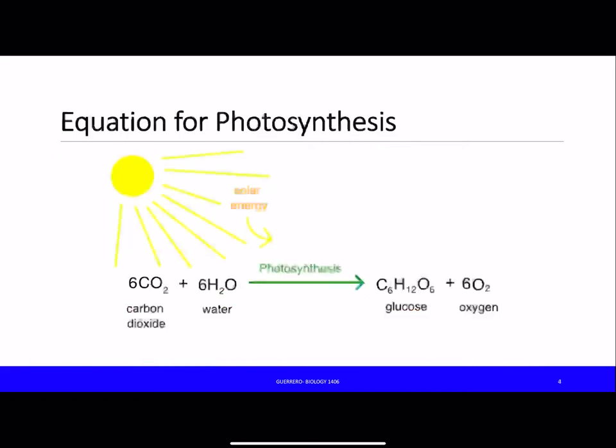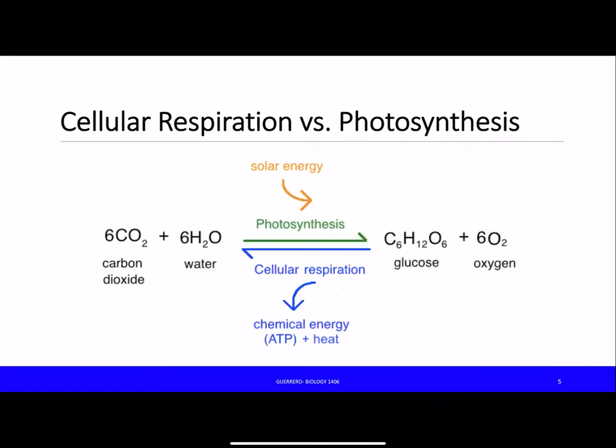So here's the equation for photosynthesis. In photosynthesis, we are going to take carbon dioxide and water along with energy from the sun, and we're going to convert it into glucose and oxygen. Those parts and pieces should sound familiar because it's pretty much the opposite of what's happening in cellular respiration. So same parts and pieces, but we're going to use them differently.